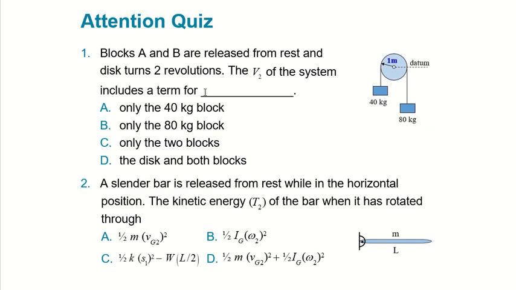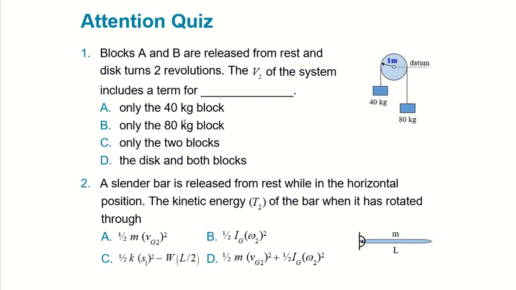All right, the last one is your quiz. And this quiz is asking you about the block. We have A and B released from the rest, so that's 0. And your disk is going to turn 2 revolutions. And then the V2, the final state of the system, is going to include a term for the potential energy of the system.